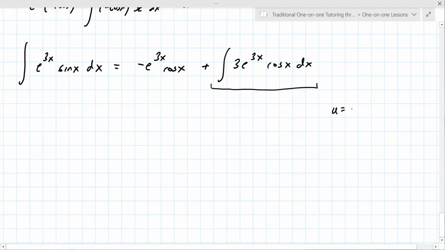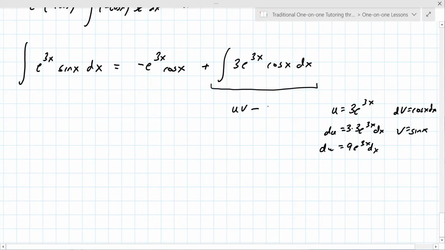Your u is 3e to the 3x, and your dv is cosine x dx. So your du is now 3e to the 3x times 3, so that makes it 9e to the 3x dx. Your v is the antiderivative of cosine, which is sine x. And then you just do the same thing again. It's a lot of writing. They're pretty horrible, but we'll just come down. This is our plus.